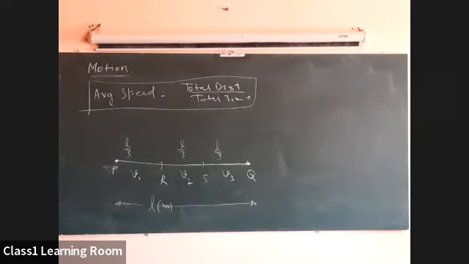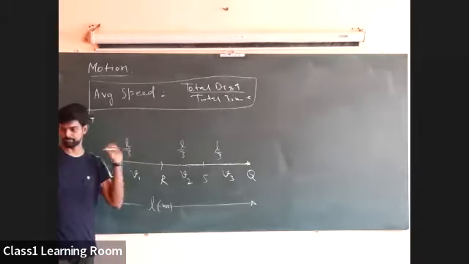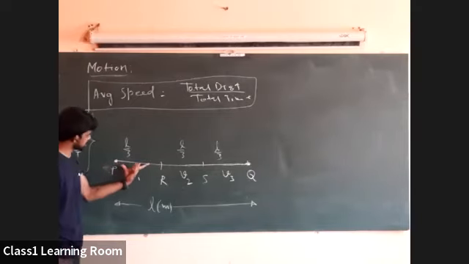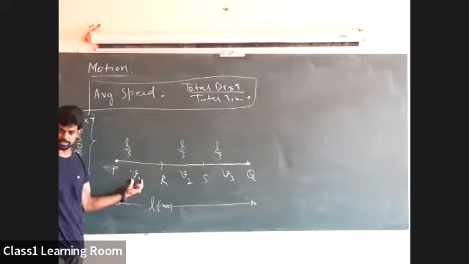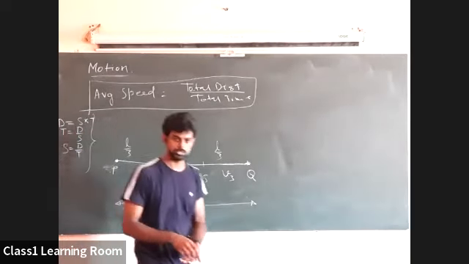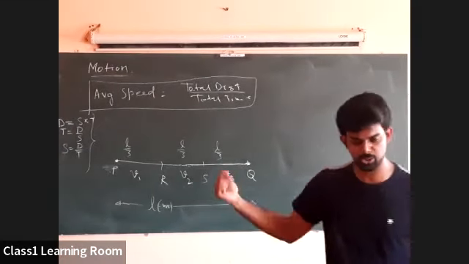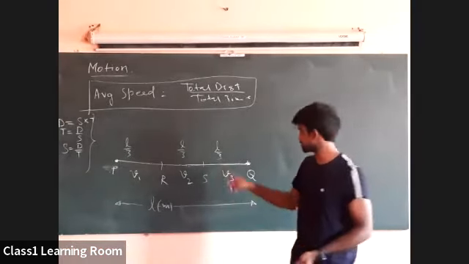Just remember this: distance is equal to speed into time. So time will be equal to distance by speed. Now use this and tell me, what is the time? You have this distance, you have this velocity. Can you tell the time? If you have any doubt, just let me know. If you don't have any doubt, just do it fast.